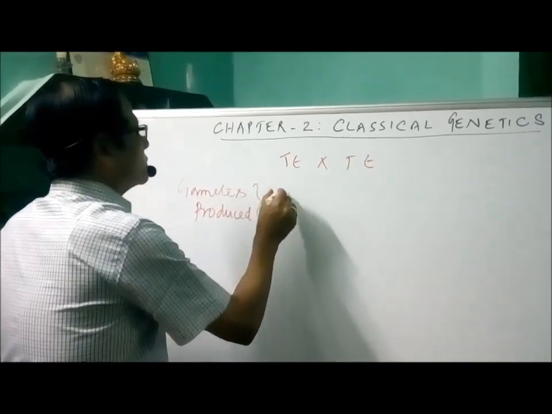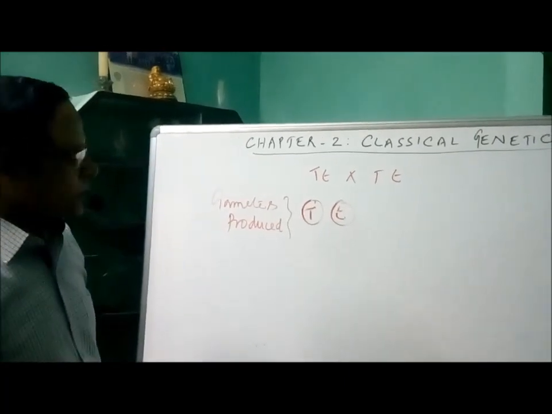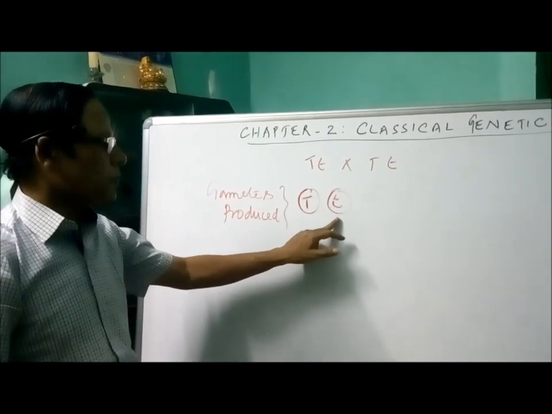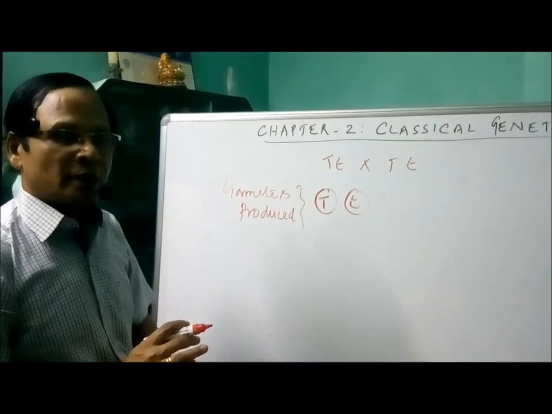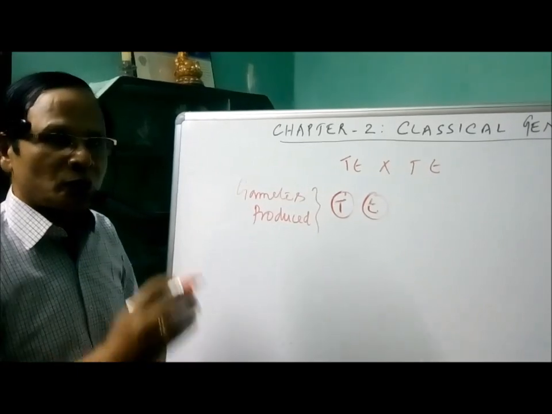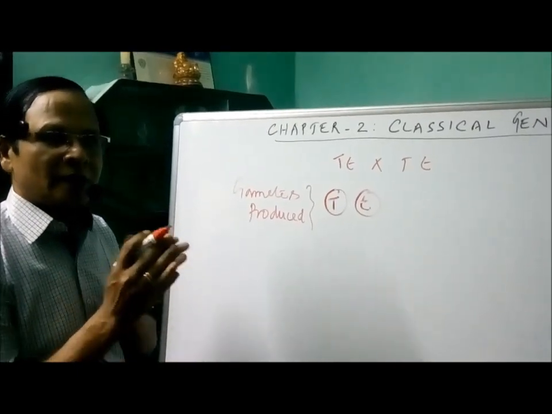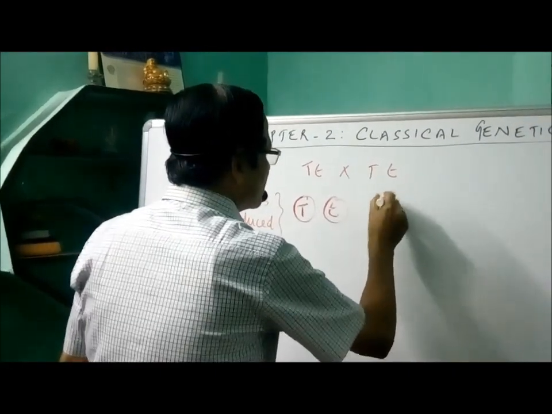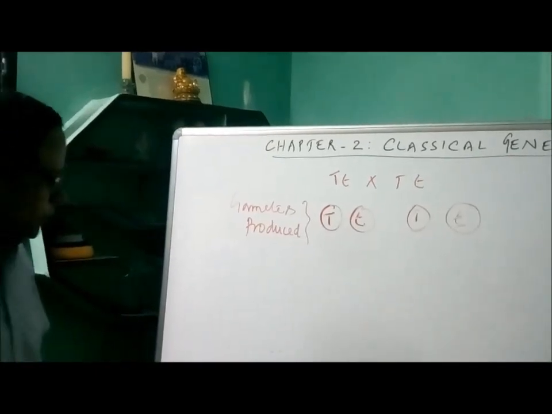Each individual produces two different types of gametes in equal proportions: 50% of the gametes with the capital T and 50% of the gametes with the small t. This is because the two alleles in a hybrid do not mix, do not blend. There is no mixing, no blending. That's why the two alleles get separated as such. Here also we have two different types of gametes produced, 50% each.